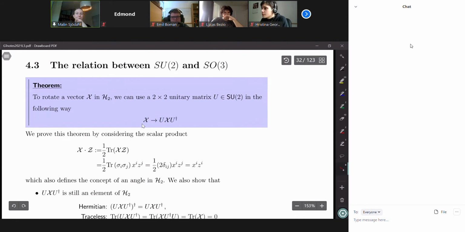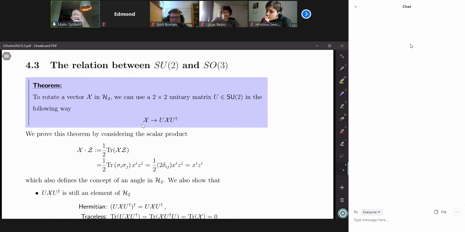Okay, so now we come to this rather important result, namely that we can rotate a vector x in H2 by using a 2 times 2 Hermitian matrix U in SU2 in the following way. So note here that this is how you would normally rotate the matrix. And now X is indeed this 2 times 2 matrix, and you are rotating it by U dagger, that is U inverse, and U. So this is how you would normally rotate the matrix.